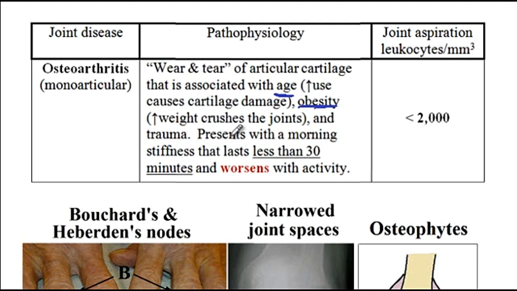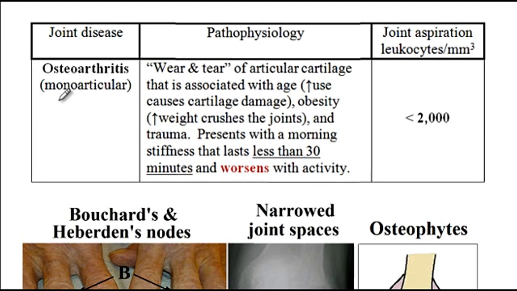So the presentation of patients with osteoarthritis is a morning stiffness that lasts less than 30 minutes and worsens with activity. So the fact that the joint has been destroyed and there is no cartilage, now the bones are rubbing on top of each other. And thus with increased activity, the pain worsens.